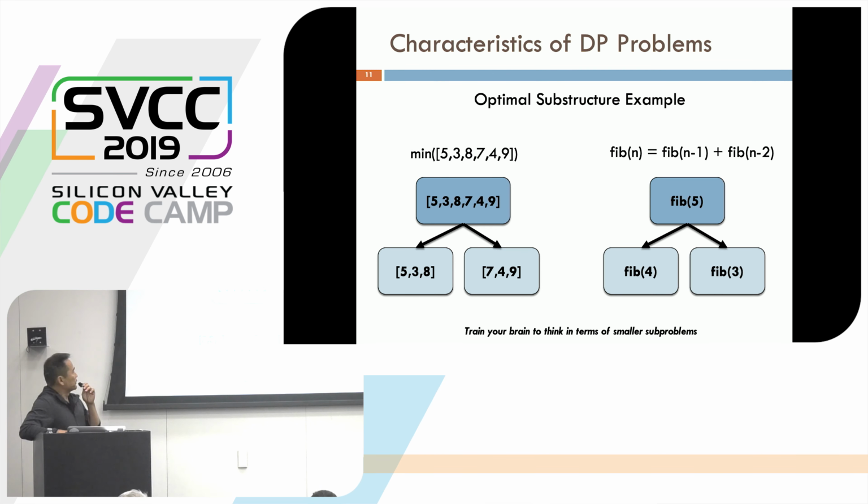And if you're familiar with the Fibonacci formula, it's the same thing. Solving fib of 5 is essentially a combination of fib of 4 and fib of 3 subproblems. That's optimal substructure: the final solution comes from the optimal solutions of subproblems. Okay? So that's the first one.